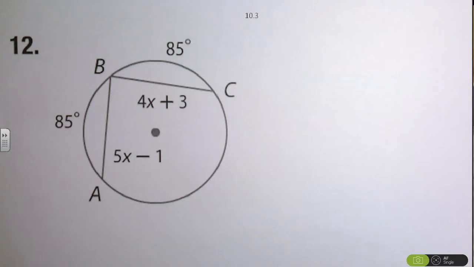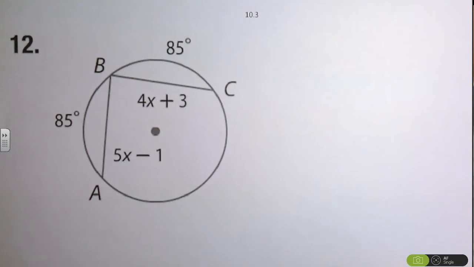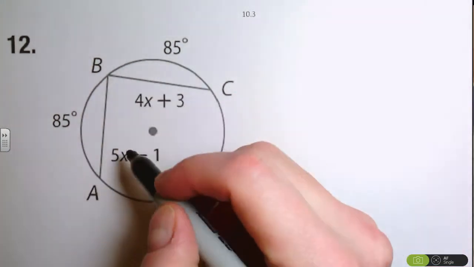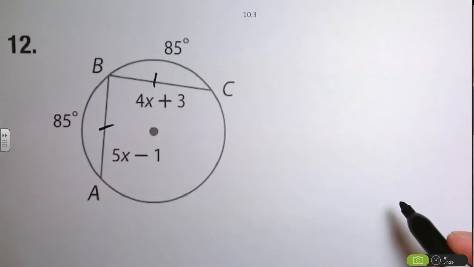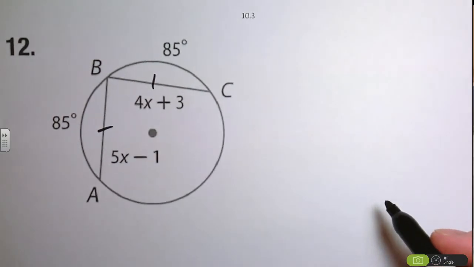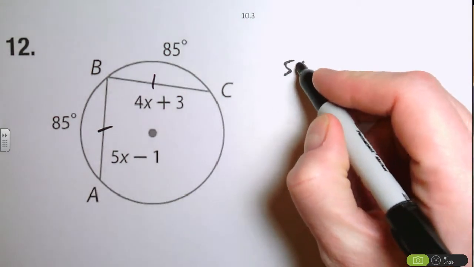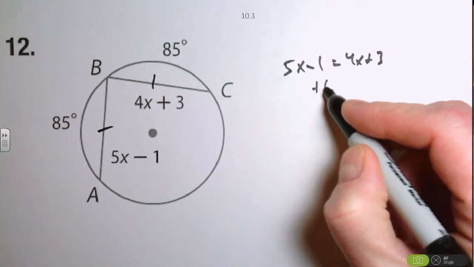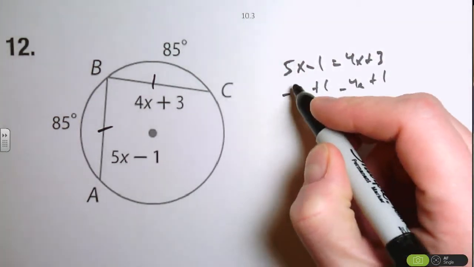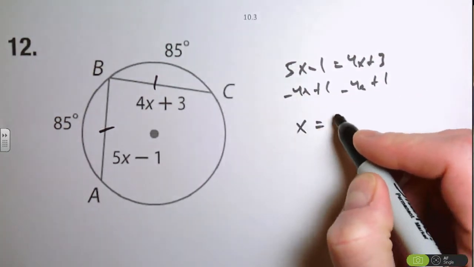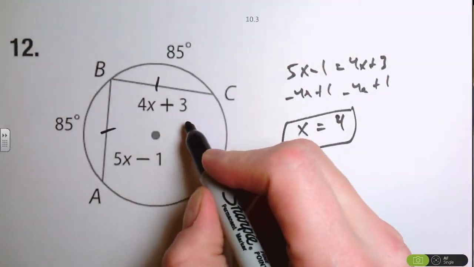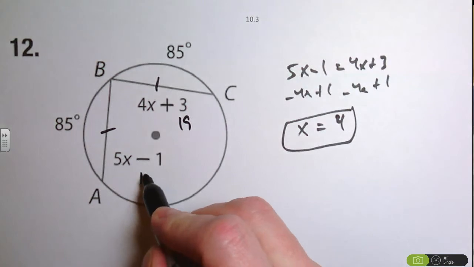Okay, so here are some supplemental problems for section 10.3. The first problem here is the theorem that if you've got two congruent arcs and they're cut off by chords, the chords are also congruent. So I think we're just solving for x in this case. Set 5x minus 1 equal to 4x plus 3. Add 1, subtract 4x, x equals 4. Plug it back in. 4 times 4 is 16 plus 3 is 19, or 20 minus 1 is 19.